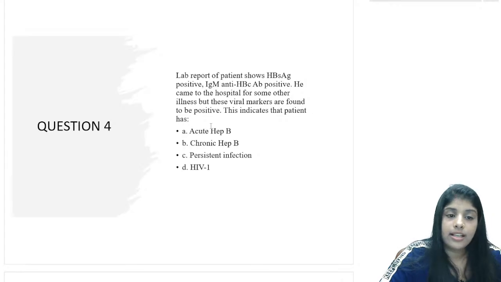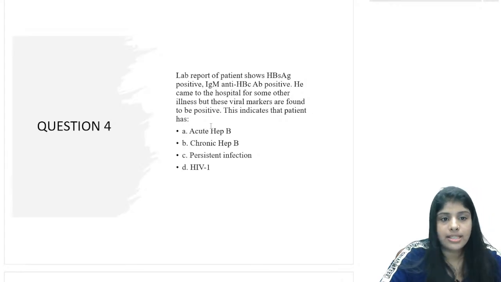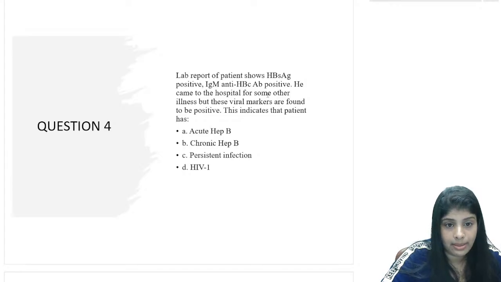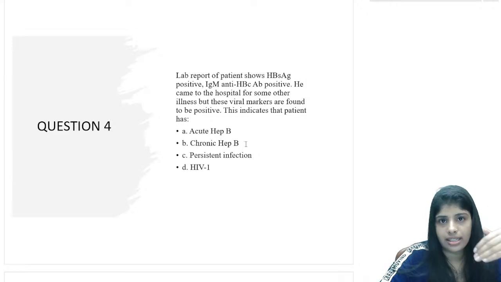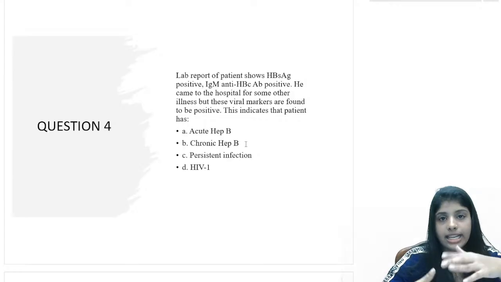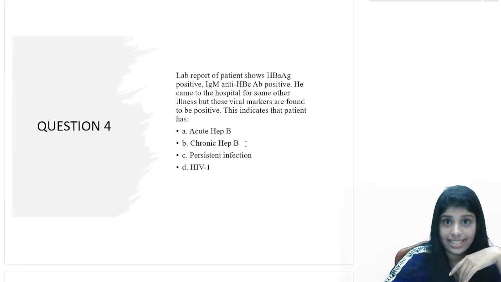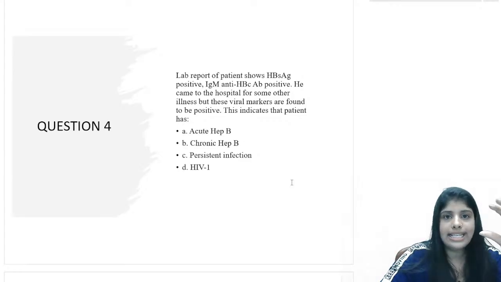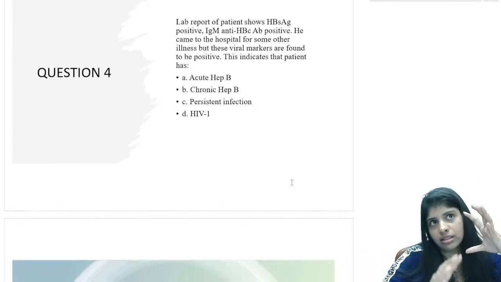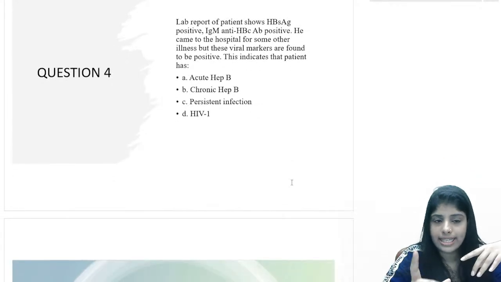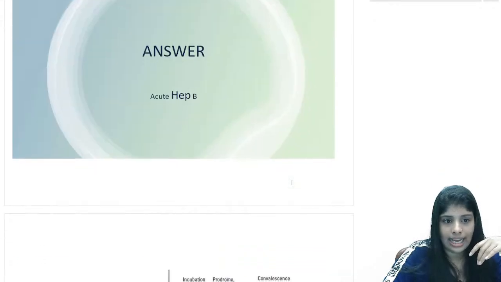Let me read the question. Lab report of a patient shows HBsAg positive, IgM anti-HBc positive, and he came to the hospital for some illness, but these viral markers are found to be positive. So in hepatitis we have different stages, right? Like the incubation period, the acute phase, the convalescent phase, the recovery phase, and also the person who is vaccinated. And let's see the trend of the markers in the progression of the disease. The answer is acute Hep B.